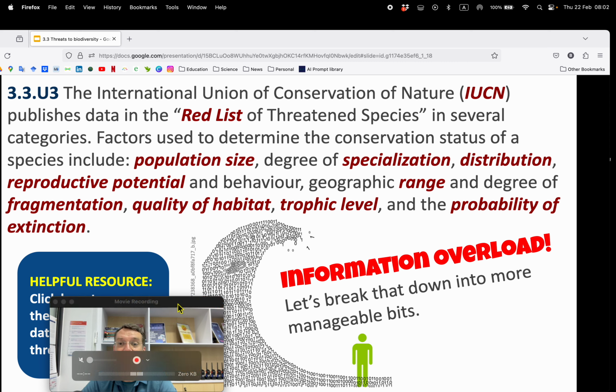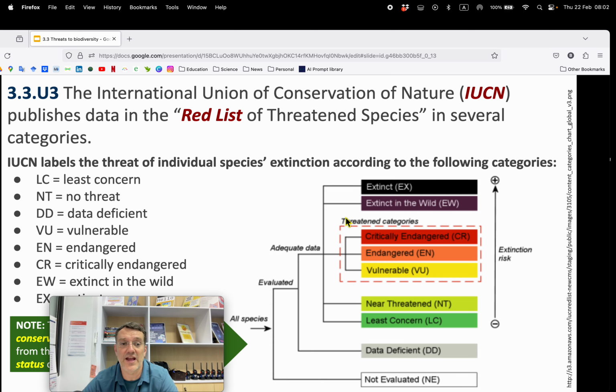Then we get this massive statement from the ESS syllabus: red list, population size, speciation, distribution. These are all the factors we use to determine the conservation status of species. So instead of trying to do this all at once, let's look at them one by one.